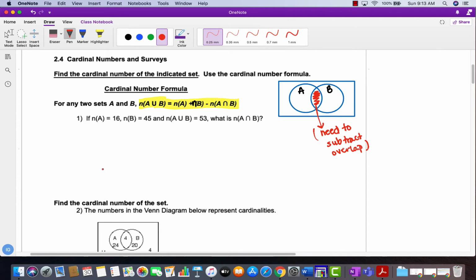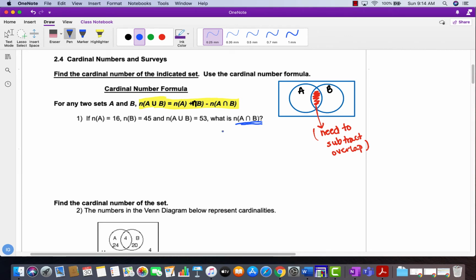All right, so we have an example here where we're going to follow exactly the same thing. I'm going to start by writing the formula, and let's look at the question. If the number of elements of A is equal to 16, the number of elements of B is 45, and the number of elements of the union of A and B is equal to 53, we need to find the intersection. How many elements are in the intersection, basically.